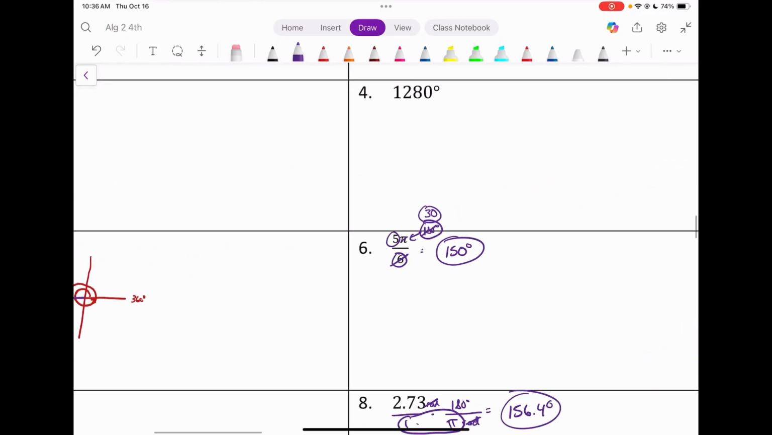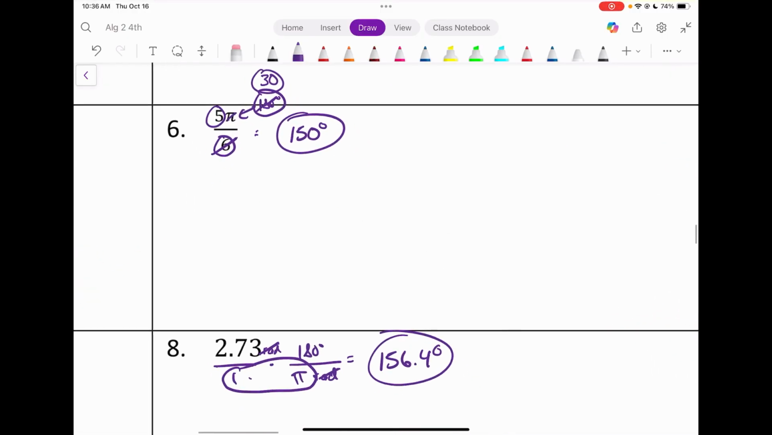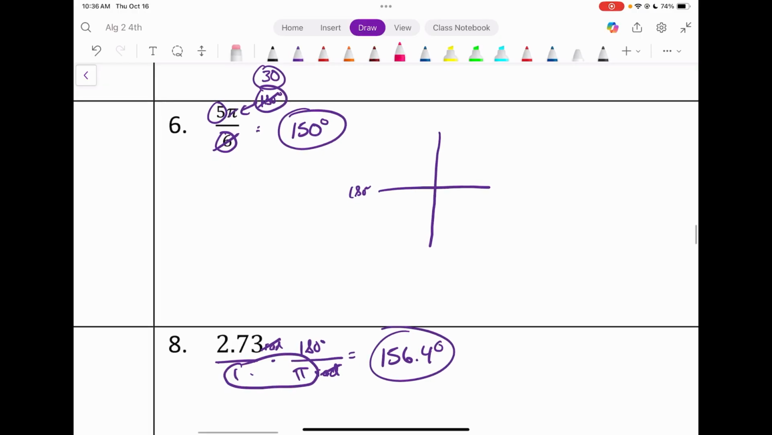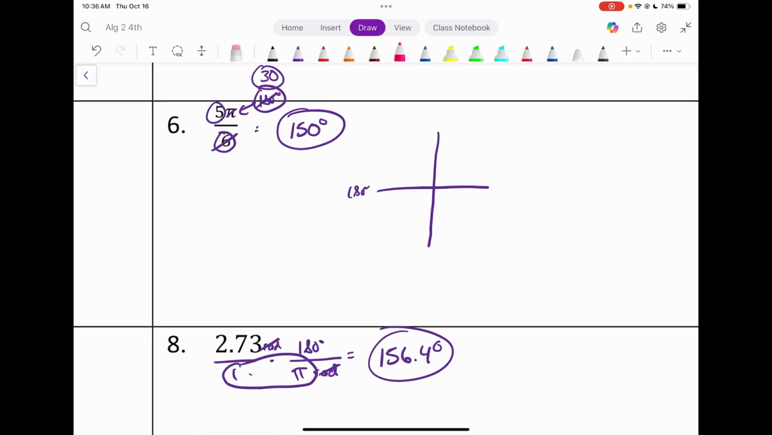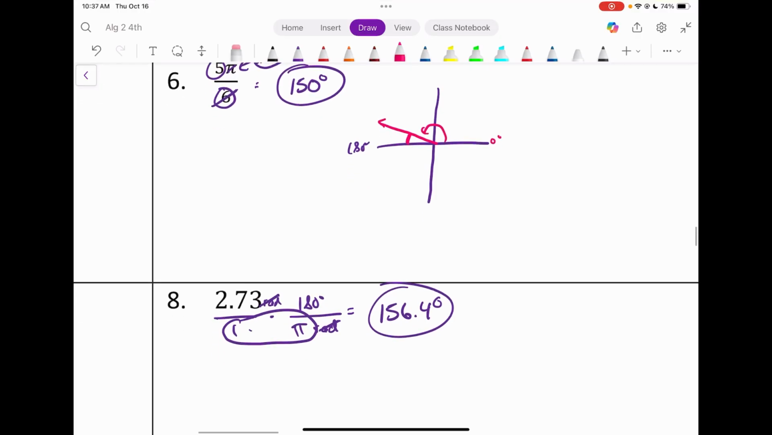The next one we did was 150, or 5 pi over 6. Again, 180 is right here, so 150 degrees would start at 0 degrees and would go to about right here, which is 30 degrees short of 180. So that's what 150 looks like. Then 156.4 would pretty much be right there in that same spot.